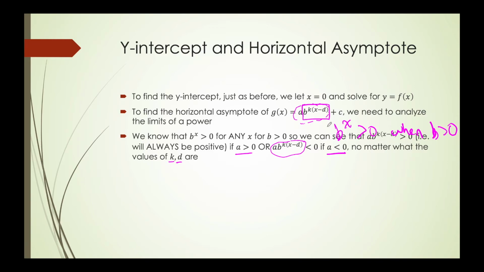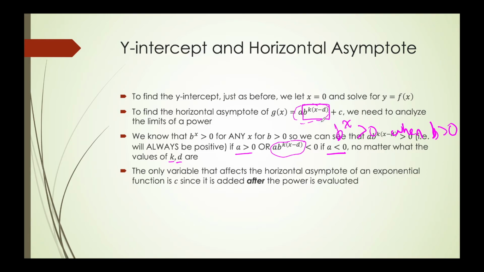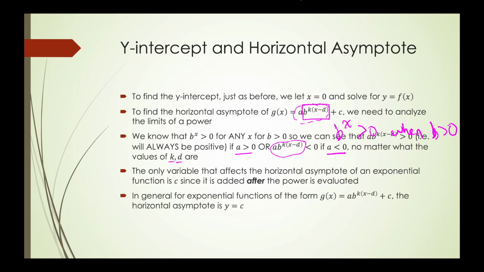And a doesn't really affect it as much. We're really just noticing whether it is above or below the horizontal asymptote. But your key here is to know what the c variable is, because this will determine the horizontal asymptote. So we only really need to look at the c value to know what the horizontal asymptote is. So our conclusion here, the horizontal asymptote is y is equal to c. And knowing whether the a variable is positive or negative will simply tell us if it is above the horizontal asymptote or below the horizontal asymptote.